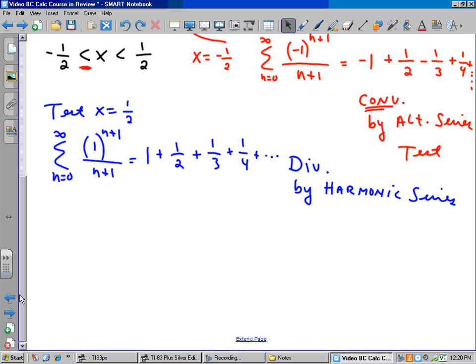All right, so here's my interval of convergence from -1/2 to +1/2. I include -1/2. I do not include +1/2.